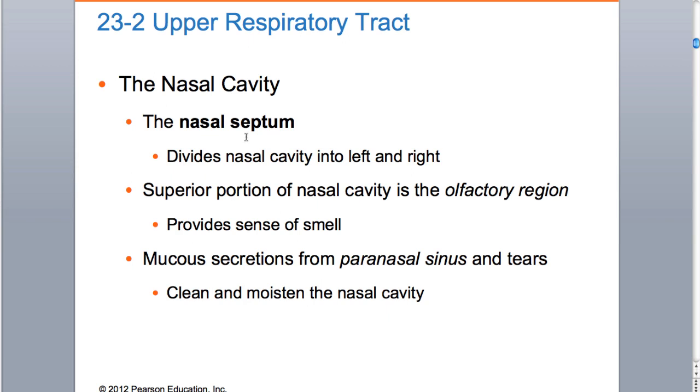Next slide. We have our nasal septum that divides the left nasal cavity and the right nasal cavity. This is the nasal septum that a lot of people have as a deviated nasal septum. And this is what happens to people who often snore. So if they're snoring, that nasal septum may be a reason for it. Now, in the same nasal cavity area, we have the olfactory region that produces the sense of smell. And of course, that area has the paranasal sinus and tears and mucus, which actually cleans and moistens the nasal cavity.